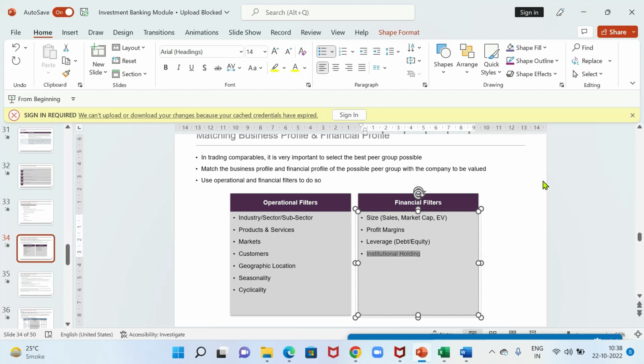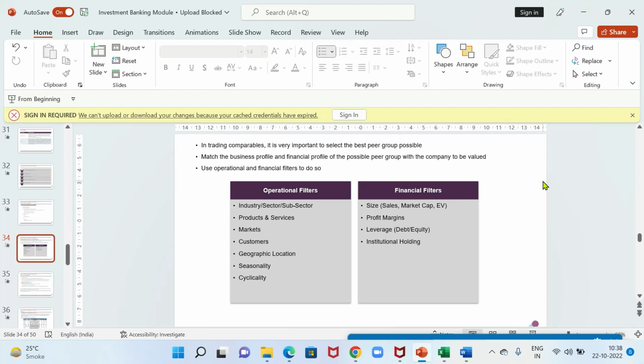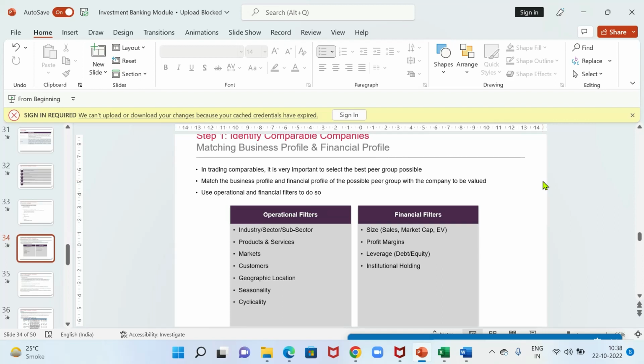Sir, can we say that here we apply the concept of EIC as well? EIC, what is that? Economy, industry, and company analysis. Absolutely right. It's the same thing, right?